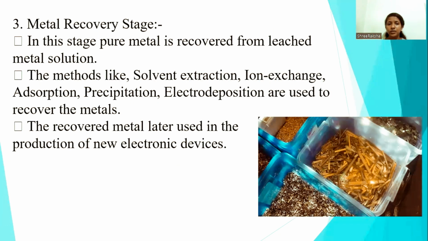Metal recovery stage. Pure metal is recovered from the leach metal solution. Methods like solvent extraction, ion exchange, adsorption, precipitation, and electrodeposition are used to recover the metal. Then the recovered metal is later used in the production of new electronic devices.